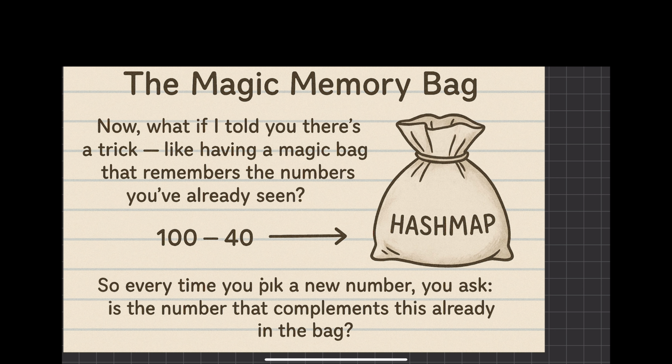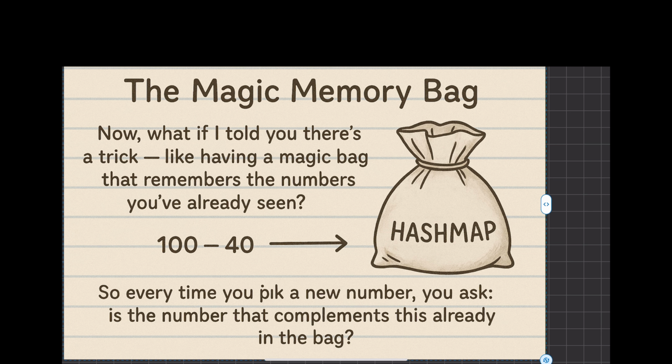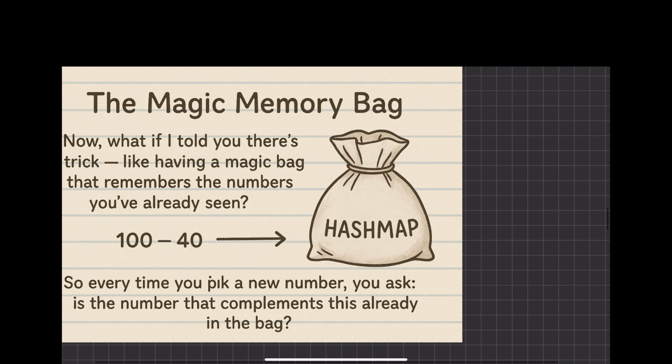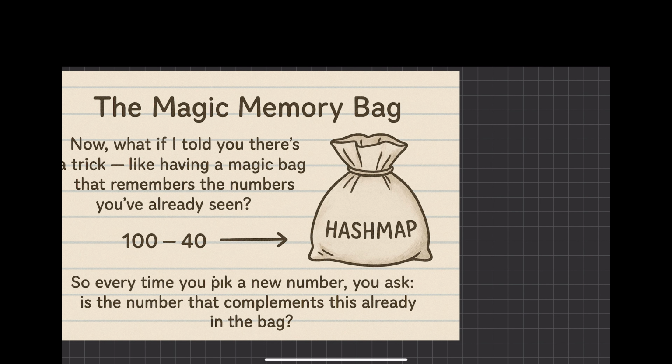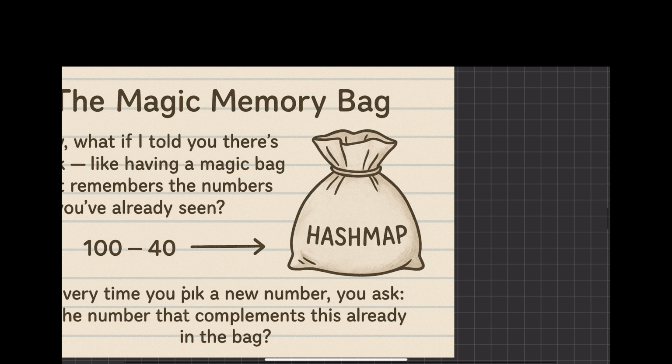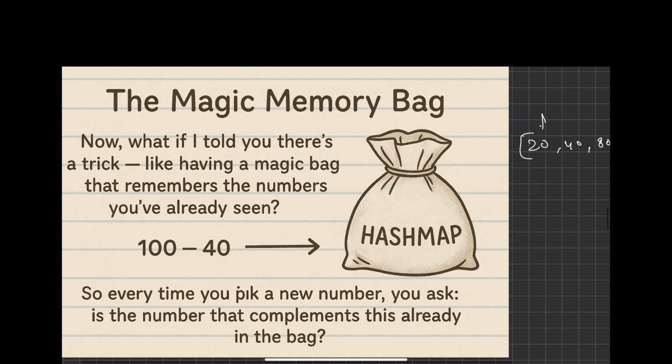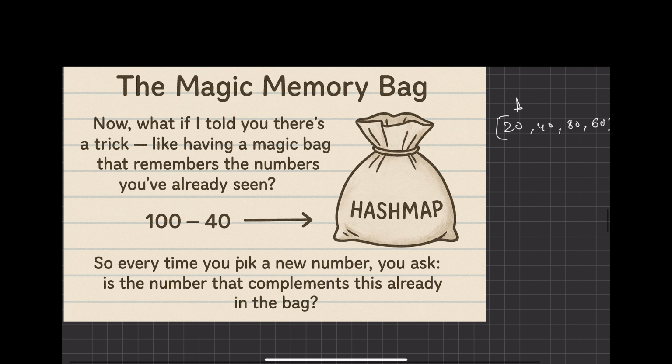If I told you there is a trick, you have a magic bag that remembers the numbers that you have already seen. So in the magic bag you remember what numbers you have already seen. Suppose in 20, 40, 80, 60, you see 20, so it remembers the number you checked.